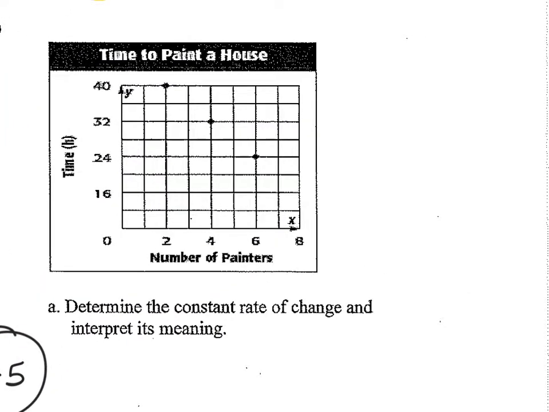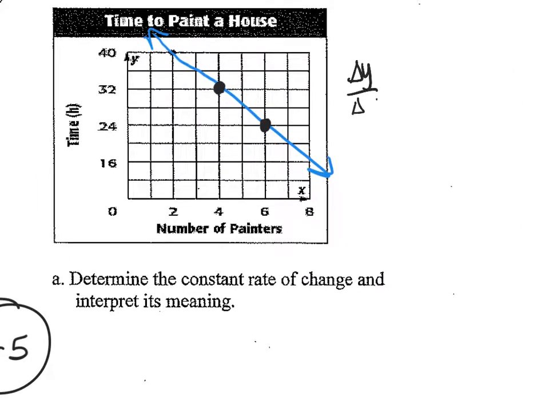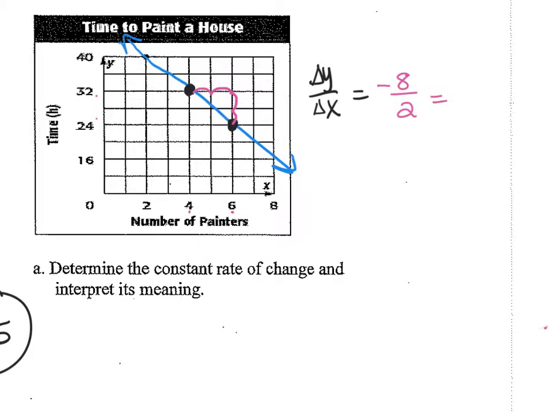Last one, number 4, I can make a straight line out of those points. So it is linear. I'm going to pick 2 points and find my rate of change from those. Remember it's change in y over change in x. So I'm going to look at my vertical change. I went from 32 to 24, and since I went down, it's going to be a negative number. So I went down 8, and then my horizontal change, I went from 4 to 6, so 2. If I reduce that down, then I get negative 4 over 1, or just negative 4. That's my rate of change.